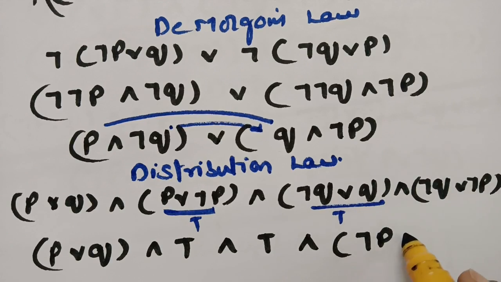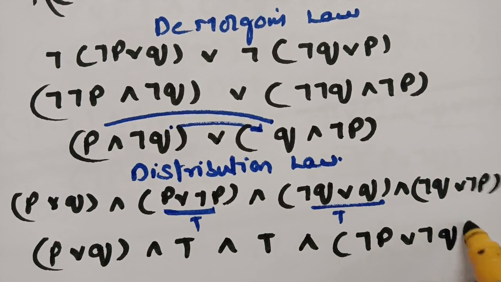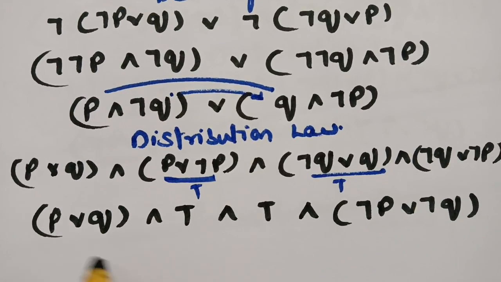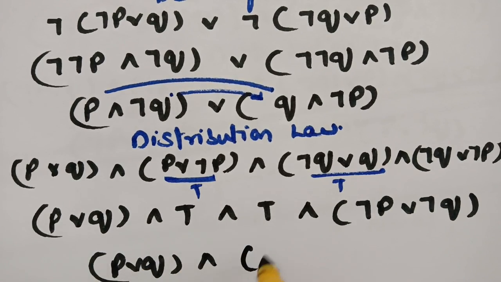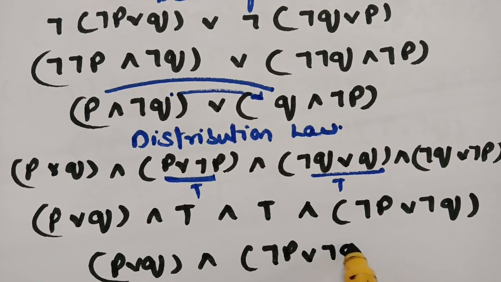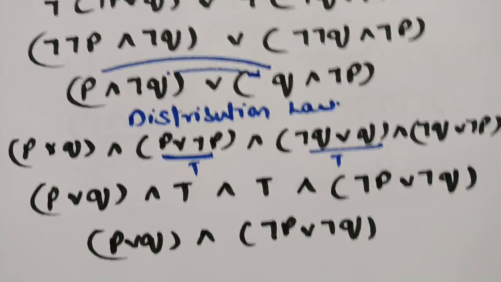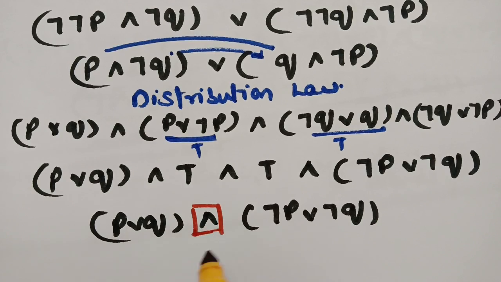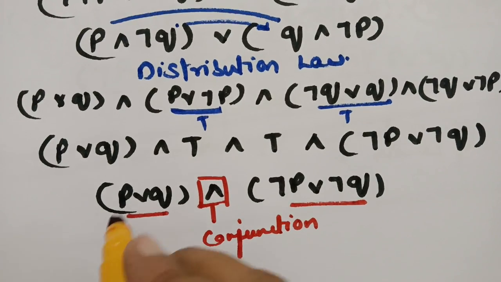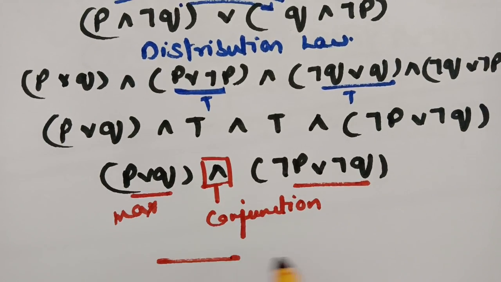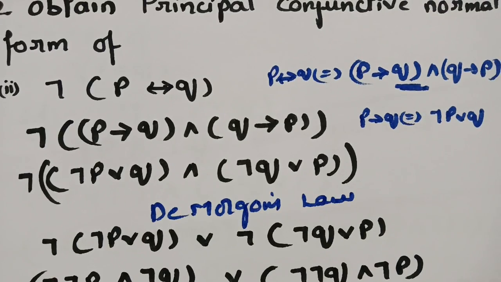So we can use a commutative law here, negation P or negation Q, and therefore the true statement here, this is P or Q, and what remains here is negation P or negation Q. If you see here, this is again a conjunction, so these are all the max terms, and therefore this form is nothing but principal conjunctive normal form. So this is how we have to bring it to principal conjunctive normal form.